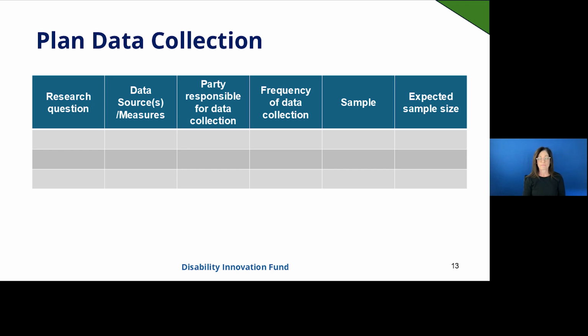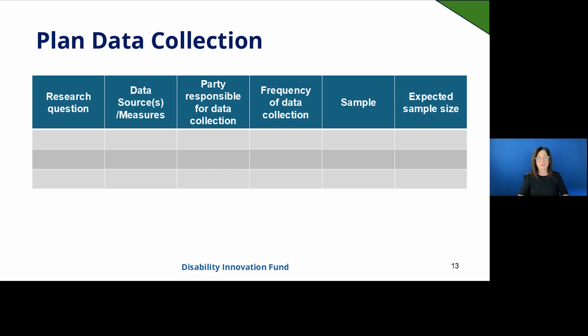In the fourth column, determine the frequency of data collection. Will it be ongoing, monthly, quarterly, or just at the start and end of your program? The frequency should align with your program activities and allow enough time to observe meaningful change.